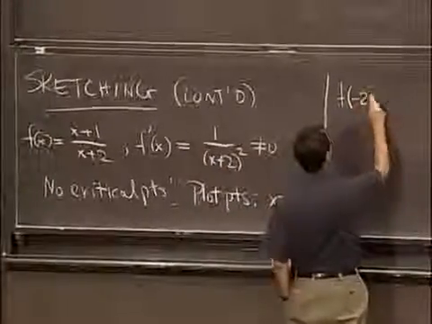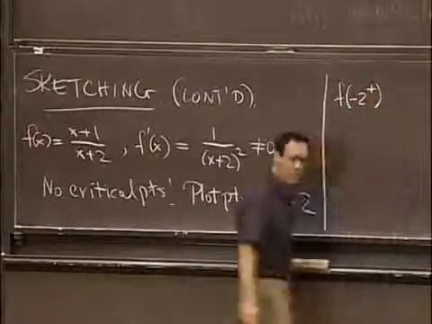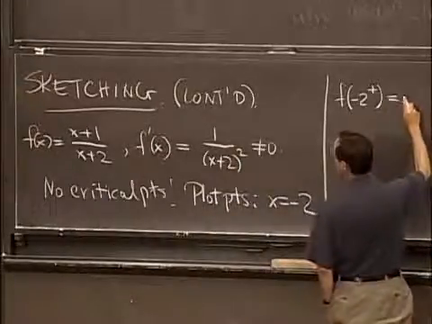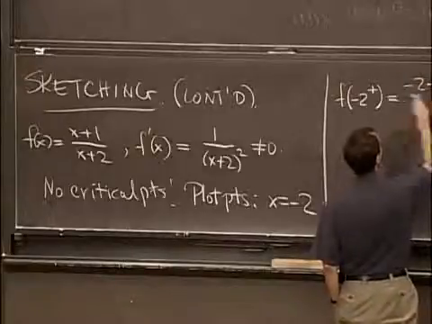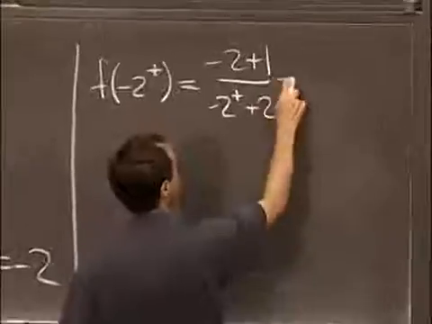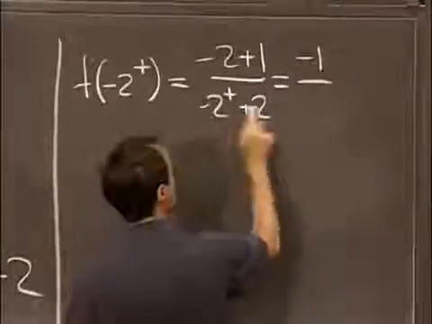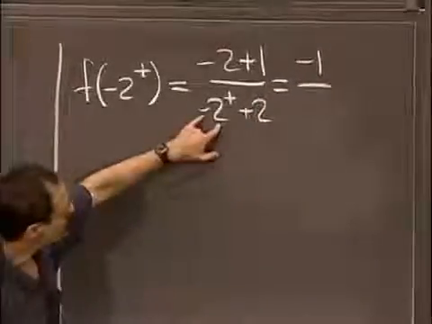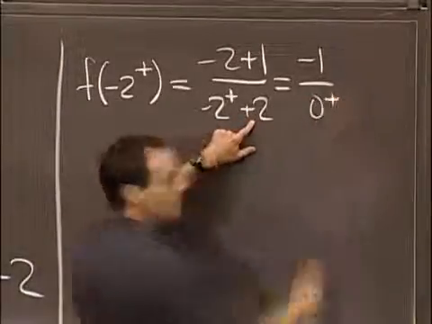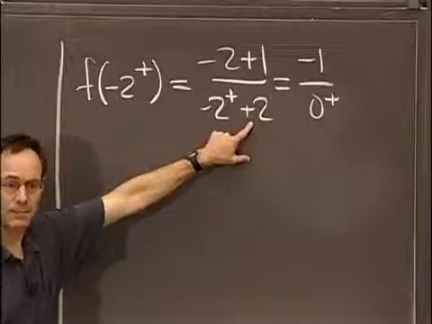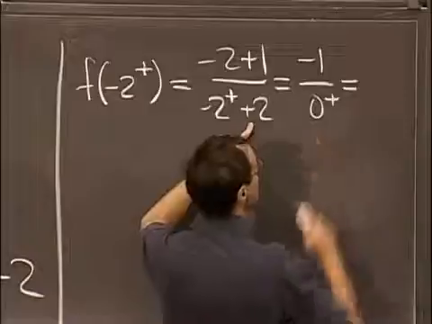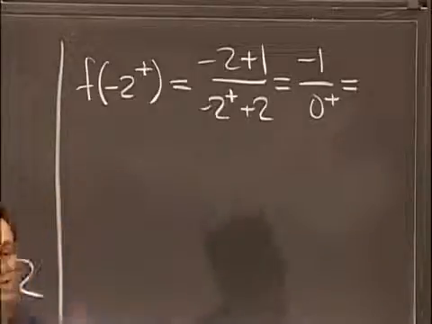So if I plug in -2 on the positive side, from the right, that's going to be equal to -2 plus 1 divided by -2, a little bit more than -2, plus 2, which is -1 divided by, now this denominator is -2, a little more than that, plus 2, so it's a little more than 0. All right? And that is, well, we'll fill that in a second.